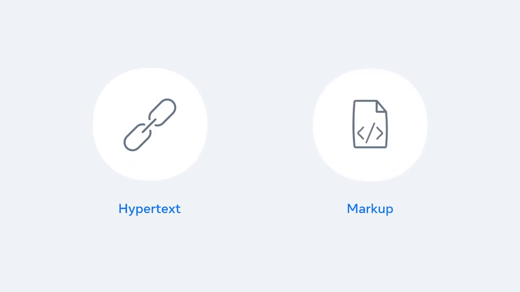HTML stands for Hypertext Markup Language. But what does that mean exactly? Hypertext is text which contains links to other text. Markup refers to tags and elements used within a document. For now, let's just focus on some of the basics of HTML.